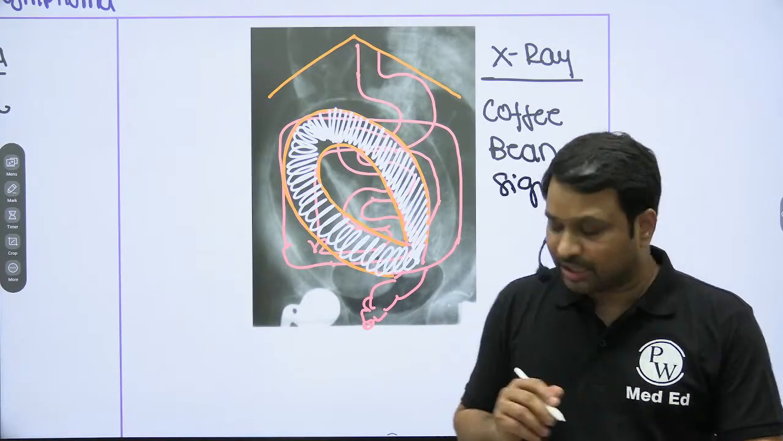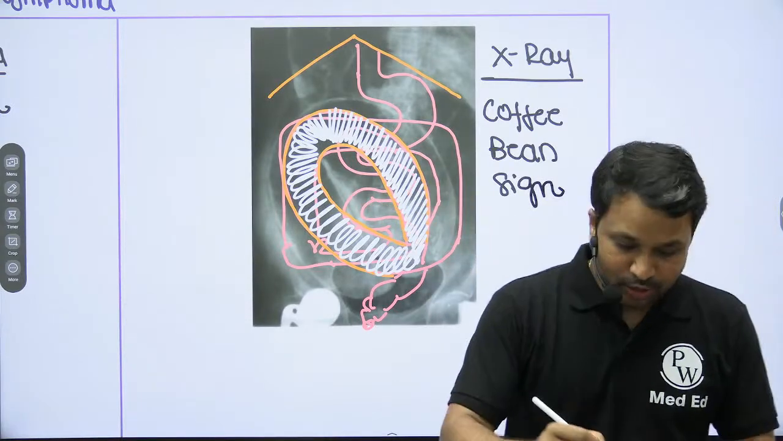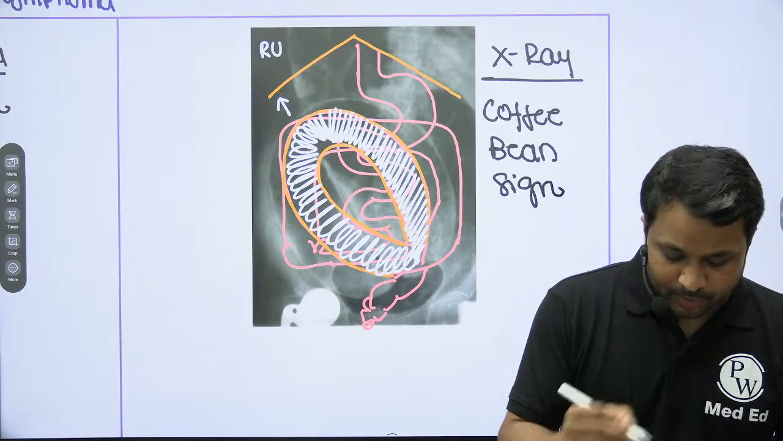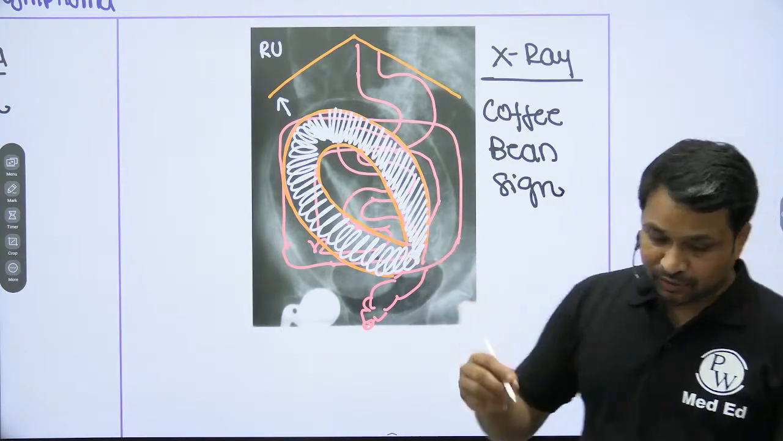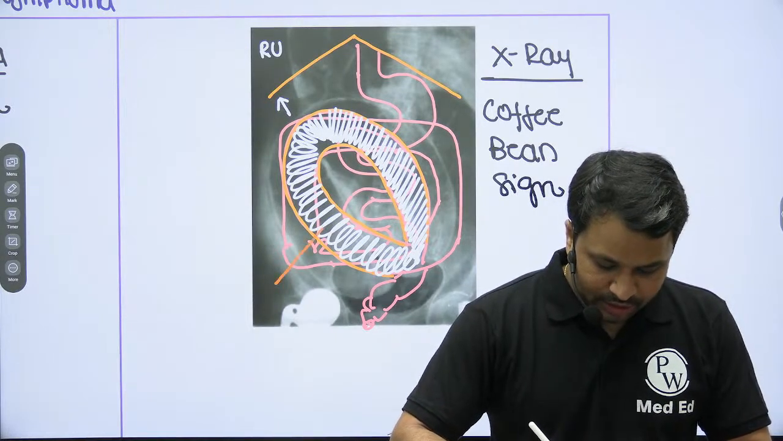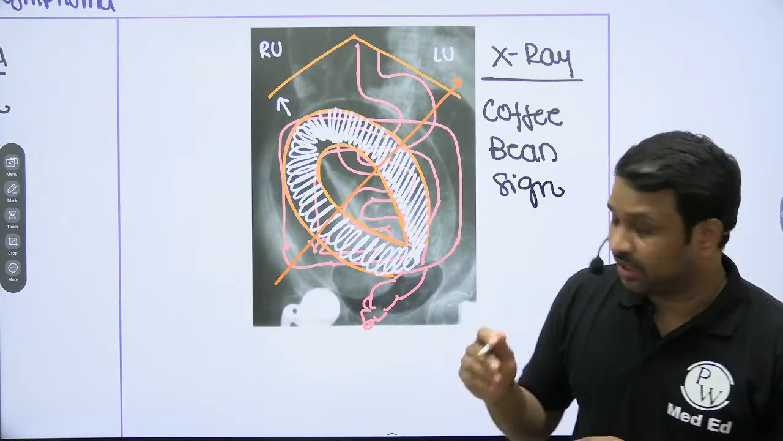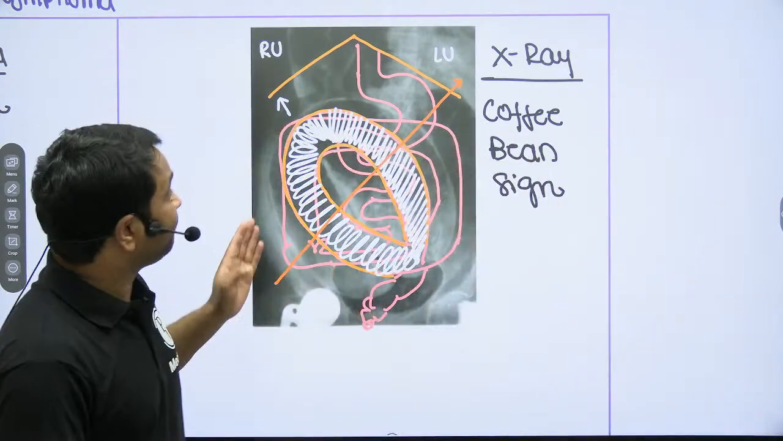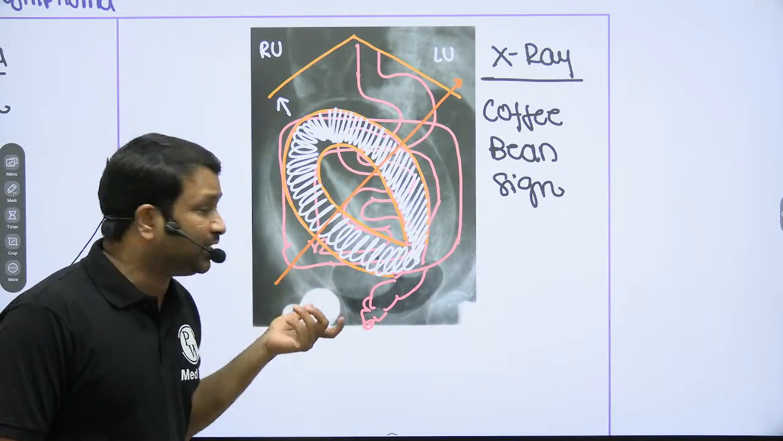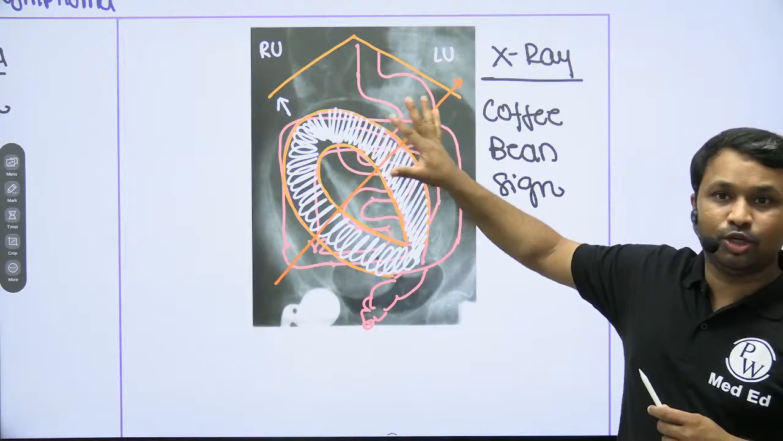Now, why I'm telling you very specifically is you can see in the sigmoid volvulus, if it rotates, the coffee bean will point towards the right upper abdomen. But if there is a cecal volvulus, you would see the orientation would be in this particular manner. If the coffee bean is pointing towards the left upper abdomen, it is the ileocecocolic volvulus, that is called as cecal volvulus. But if it is pointing towards the right upper abdomen, it is going to be your sigmoid volvulus.